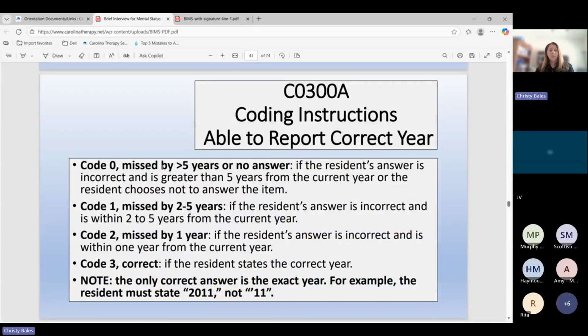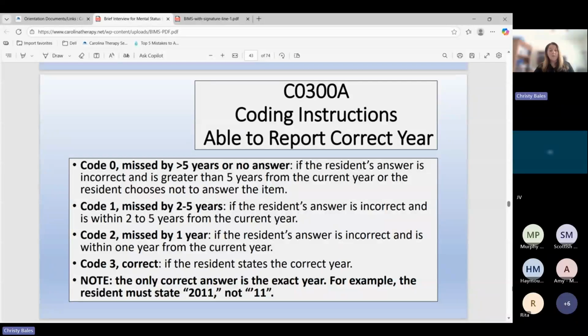Then code 2 if missed by 1 year: the resident's answer is incorrect and within 1 year from the current year. And then code 3, correct, if the resident states the correct year. Note, the only correct answer is the exact year. For example, the resident must say 2011 and not 11.